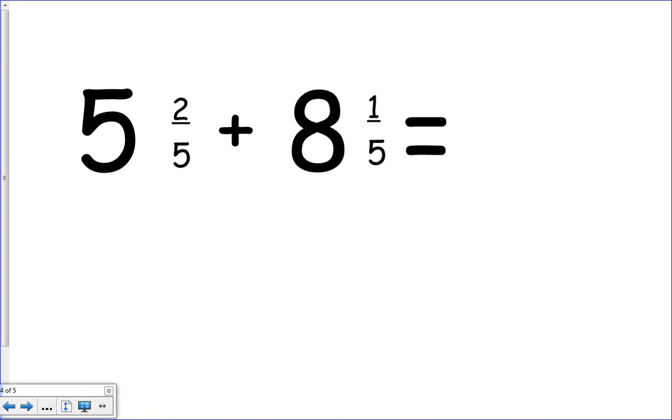All right, next one. Please write this problem down. 5 2/5 plus 8 1/5. You try to solve this on your own, and then play the video once you've finished, and we'll see if you got it right. All right, so denominator times whole number, 25, plus the numerator, 27/5. Denominator times the whole, 40 plus 1.